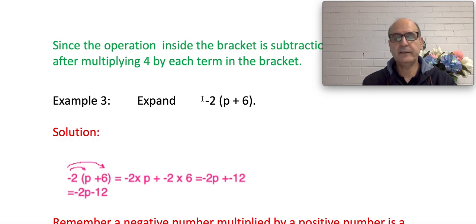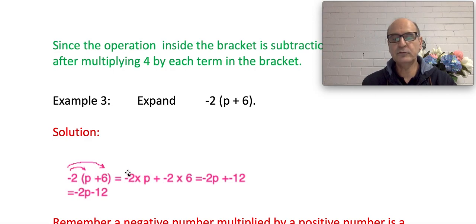It doesn't matter if the number outside the bracket is negative or positive, you're going to follow the same rules. Here we have minus 2. So minus 2 is going to be times by p, and minus 2 is going to be times by 6, and there is a plus between them. So minus 2 times p, and minus 2 times 6, and there is a plus between them. This plus is the same as this.